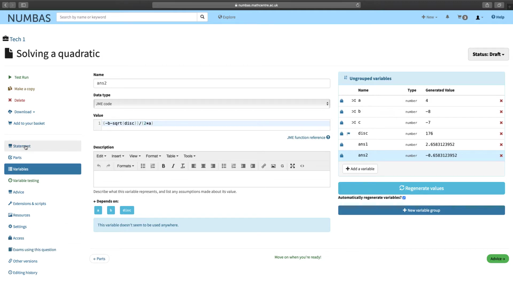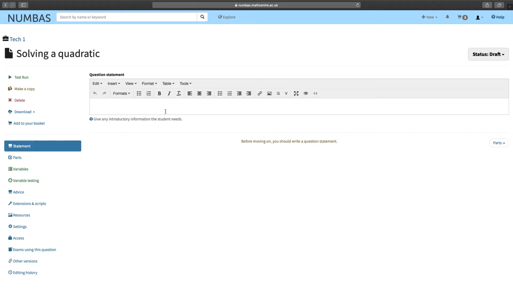Now we're just going to make a statement. We're going to actually write the question. So for this, we're just going to be using LaTeX to write down the question. So we're going to start off just as normal. Solve the quadratic equation.